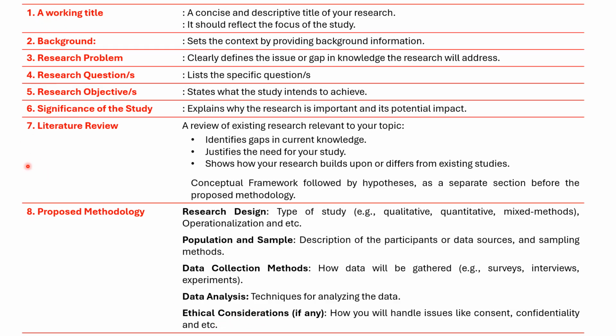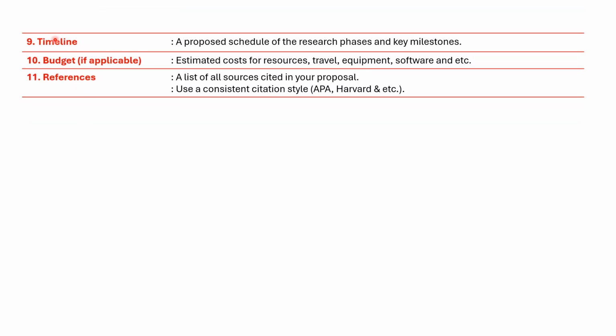Right. So these are the first eight topics that we need to come across: the working title, background of the study, research problem, research questions, objectives, significance of the study, literature review, and the proposed methodology. Then we need to provide a particular timeline. Usually we use a Gantt chart. Here it says a proposed schedule of the research phases and key milestones.